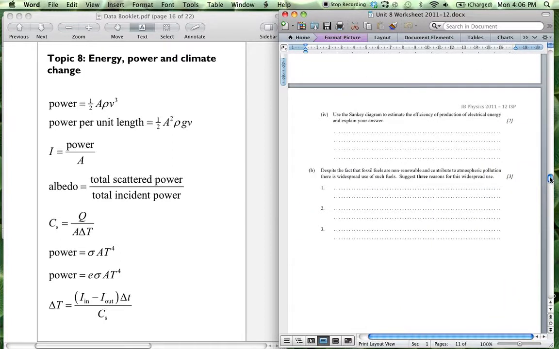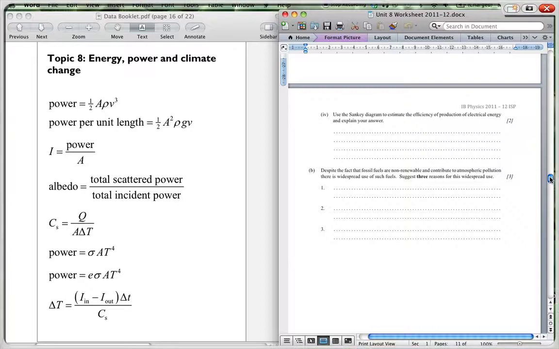Now, looking at question B, it says, despite the fact that fossil fuels are non-renewable and contribute to atmospheric pollution, there is widespread use of such fuels. Suggest 3 reasons for this widespread use. Well, obviously the whole thing comes down to economics. So these are readily available, or more easily available, at a lower cost.